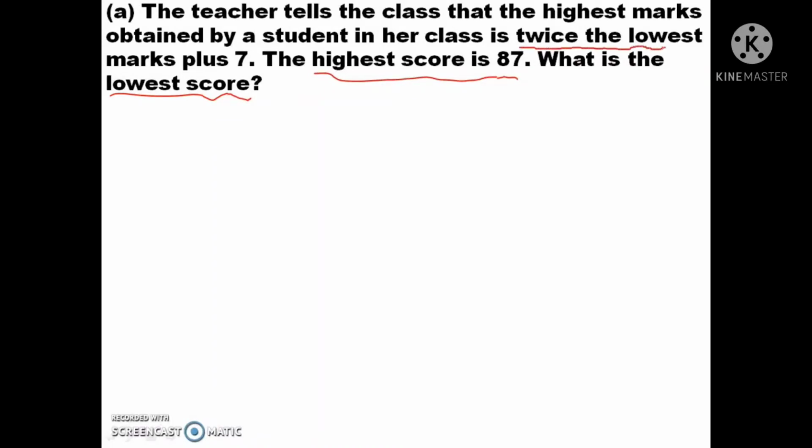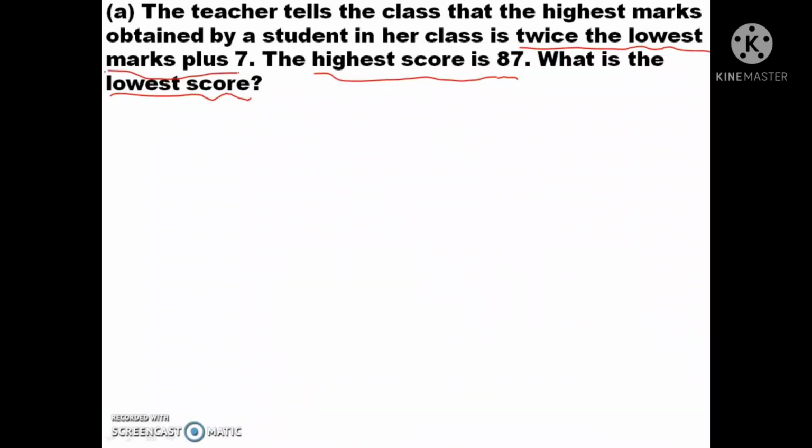Twice the lowest mark plus 7 is the highest score. What do you mean by twice? 2 times. Twice means 2 times. 2 times the lowest mark plus 7 is equal to the highest score. This is what you have to understand after reading the question.